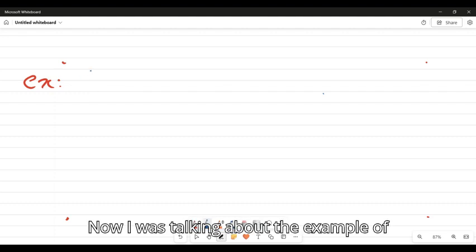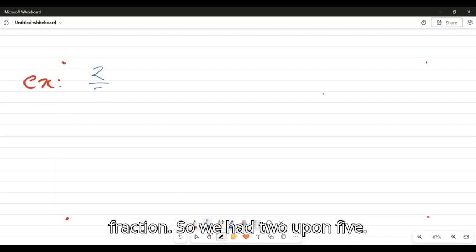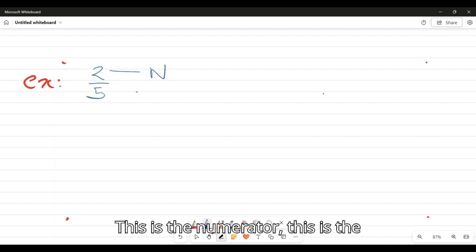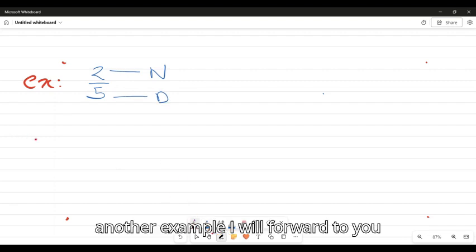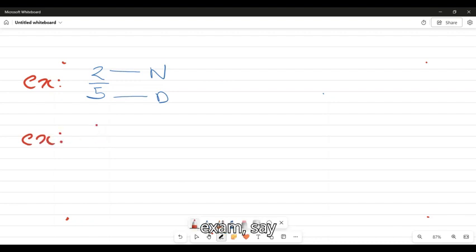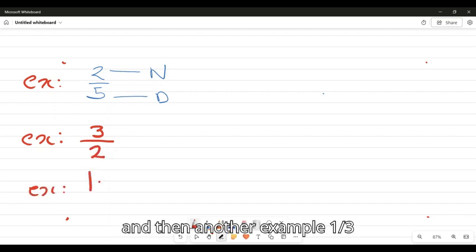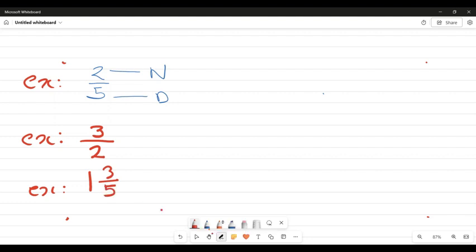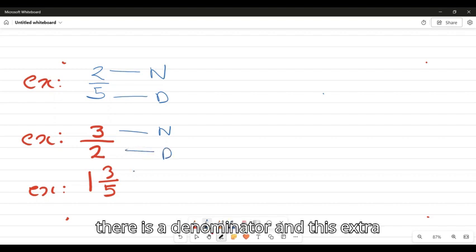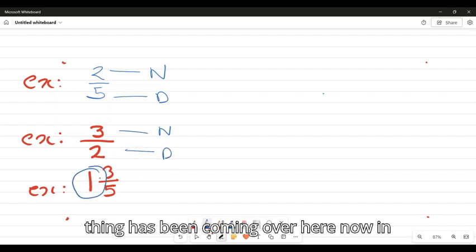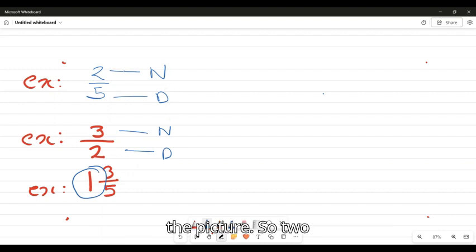Now I was talking about the example of fraction. So we had 2 upon 5. This is the numerator. This is the denominator. Then there will be another example I'll put forward to you before we understand the classification. Say 3 upon 2. And then another example 1 3 upon 5. Here we see there is a numerator and there is a denominator. And this extra thing has been coming over here now in the picture. So 2 is the numerator and 5 is the denominator in the example number 1.